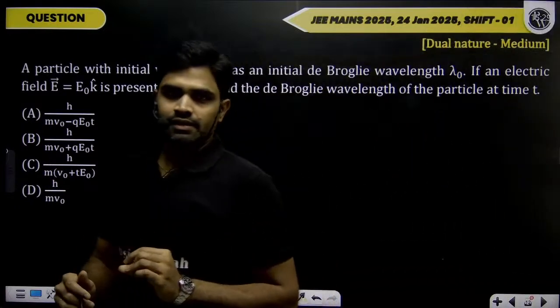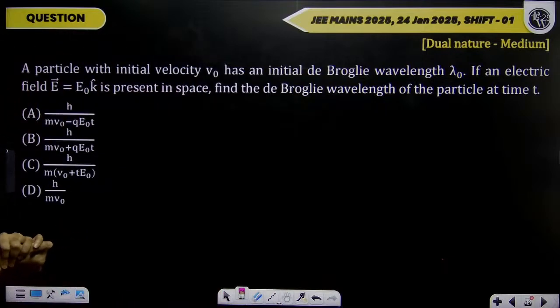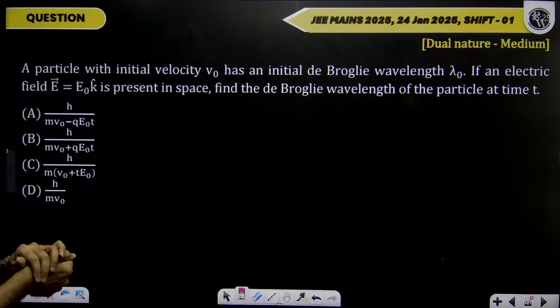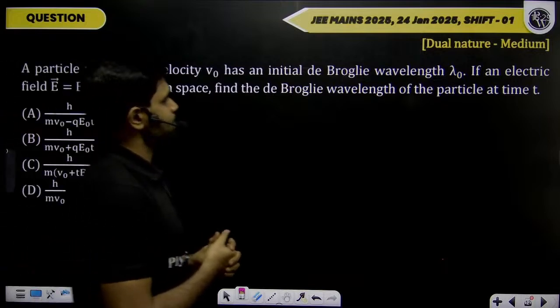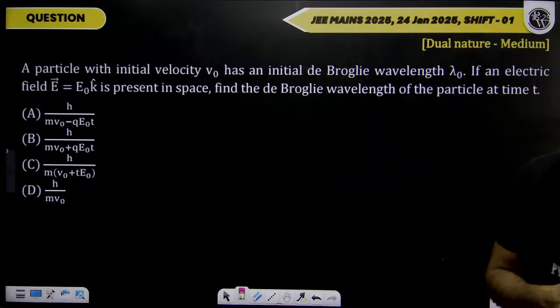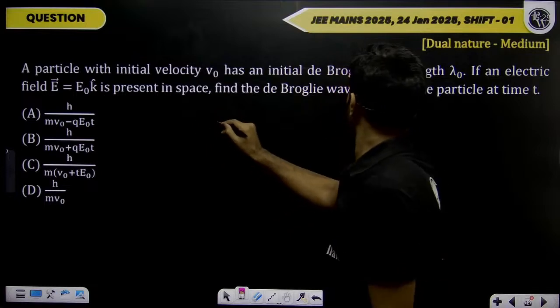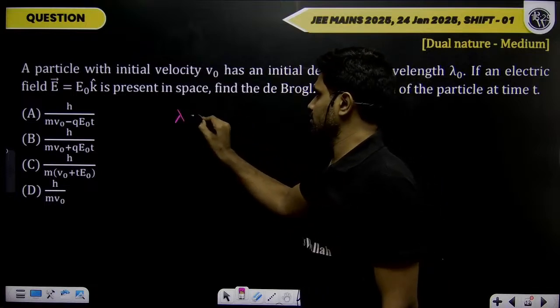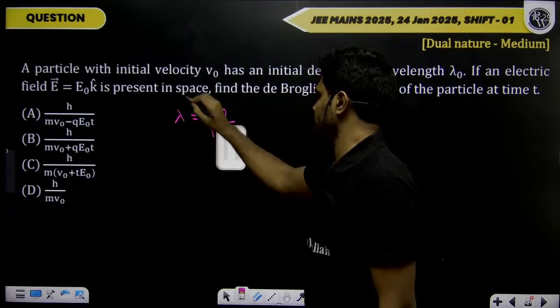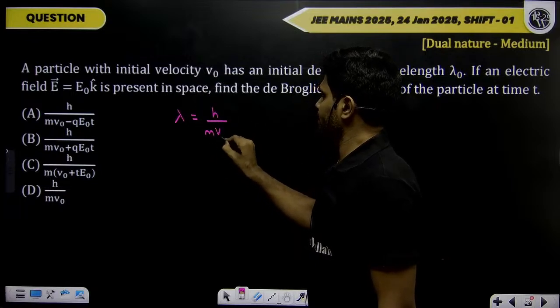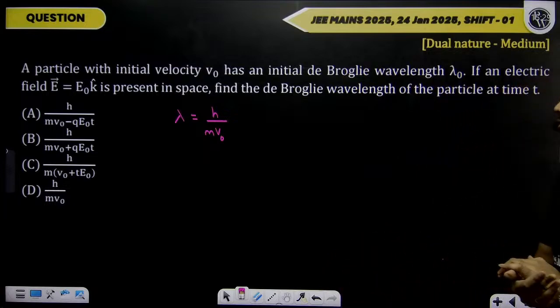The particle has an initial velocity v0 and a de Broglie wavelength of lambda naught. If an electric field is present in space, find the de Broglie wavelength of the particle at time t. So the initial de Broglie wavelength lambda naught is h by m v naught, a simple formula.